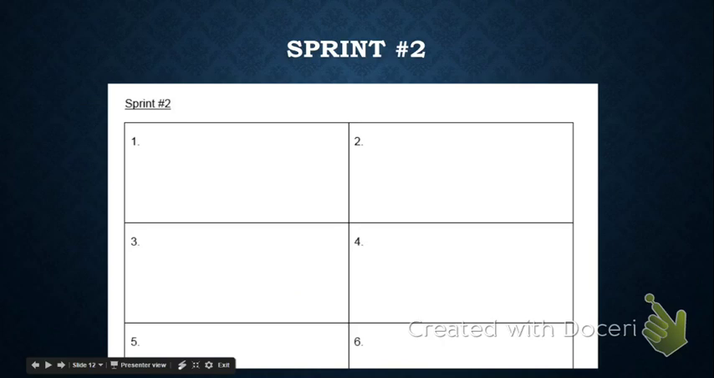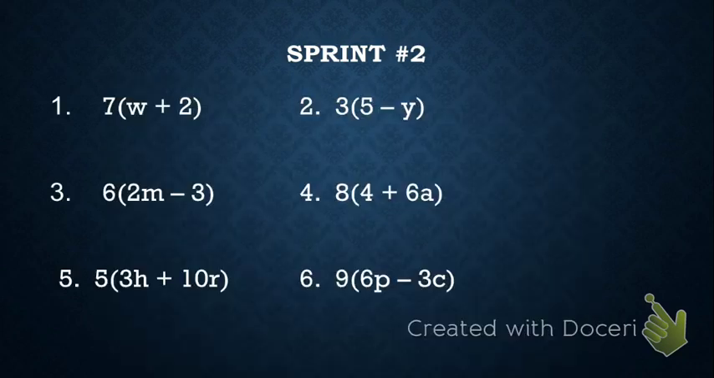Okay. Moving on to sprint number 2, it's going to be exactly like sprint number 1. There will be 6 problems for you to complete. You'll need to simplify using the distributive property, and you'll have 2 minutes to do that. If you want to pause the video now so that you can write down your 6 problems, that's fine. Okay, your time begins now.